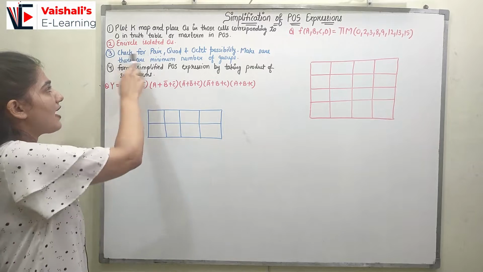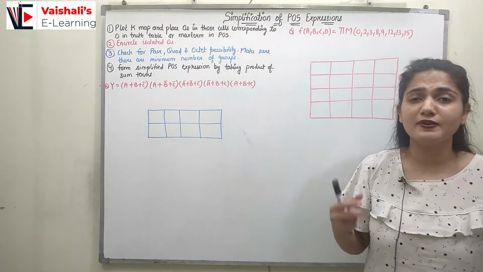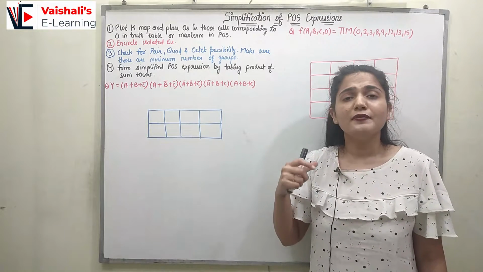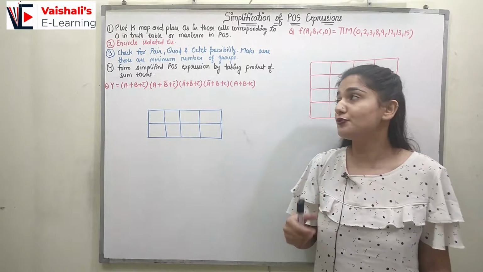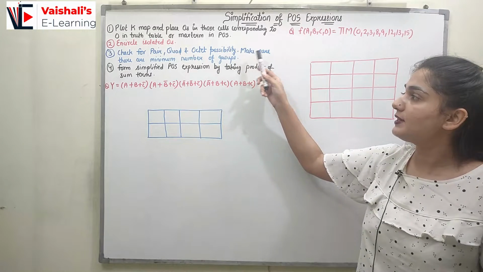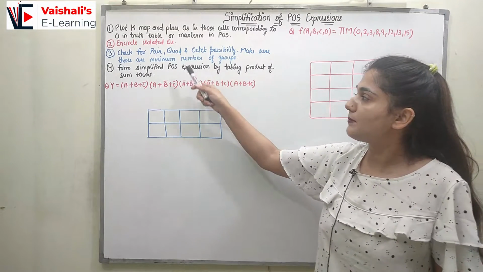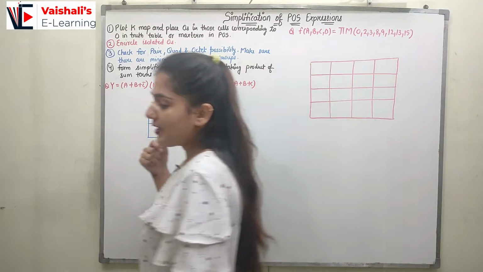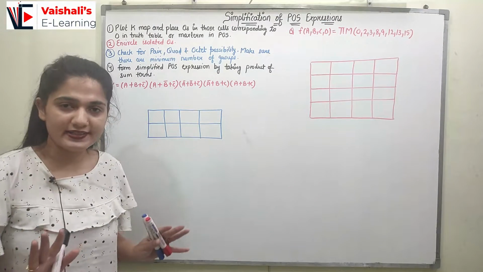Now after that, we have to encircle the isolated zeros. Isolated zeros are the zeros which can never be made in the form of a pair, quad or octet. Which can never be paired, that is my isolated zeros. After that we have to check for pair, quad and octet possibilities and make sure there is a minimum number of groups, and then we have to simplify the POS expression by taking the product of the simplified terms, taking the adjacent groupings into consideration.